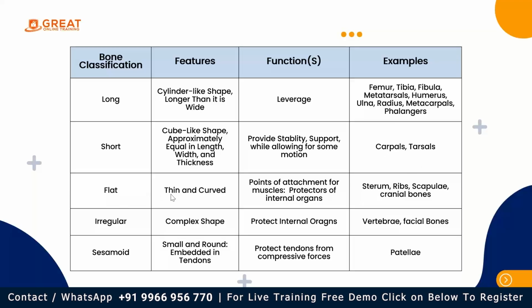Then flat bones are thin and curved. They are points of attachment for muscles and protectors of internal organs. Sternum, scapulae, and cranial bones are examples. Irregular bones are complex in shape, that's why the name irregular bone. They protect internal organs; vertebrae and facial bones are examples. Sesamoid bones are small and round, embedded in tendons, and protect tendons from compressive forces. An example is the patella.